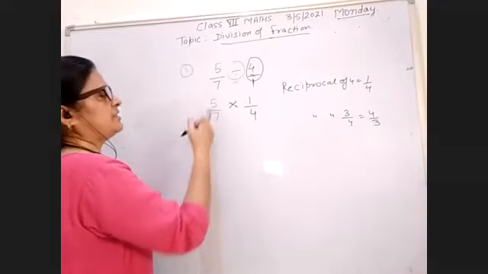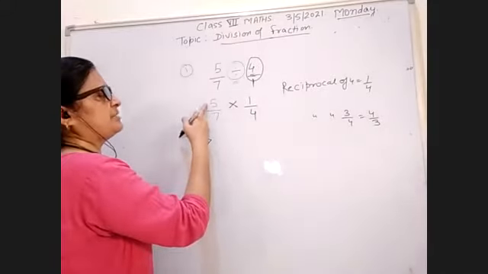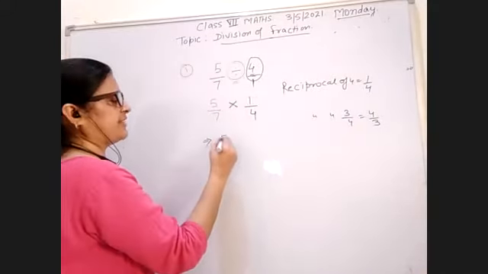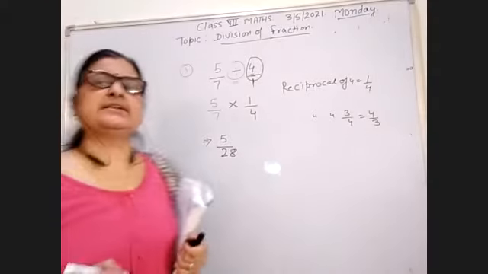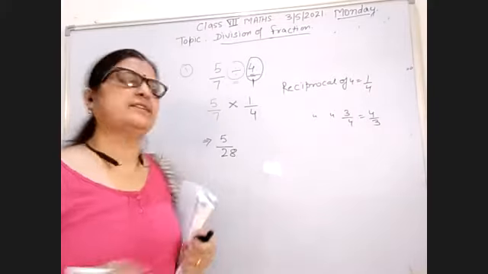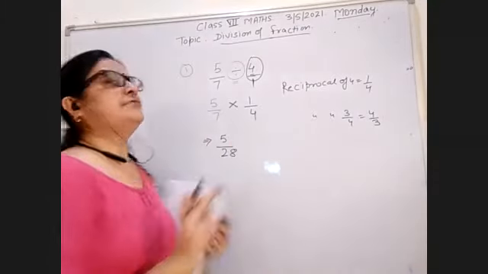So when you have to multiply numerator portion with numerator, 5 1 ja 5 and 7 4 ja 28. So this is the process of how to divide the fraction.